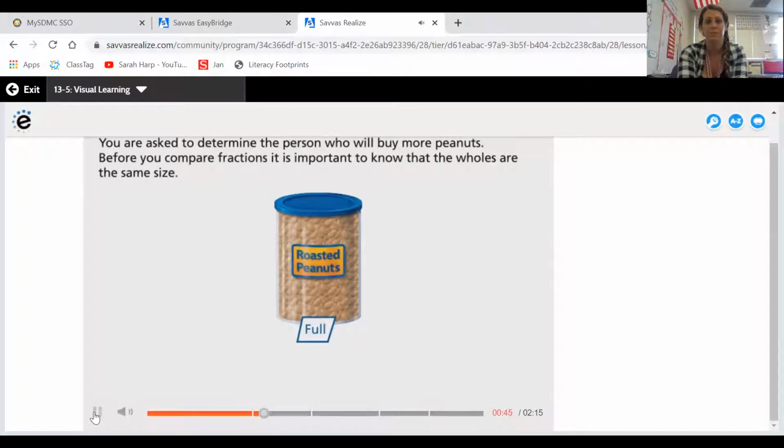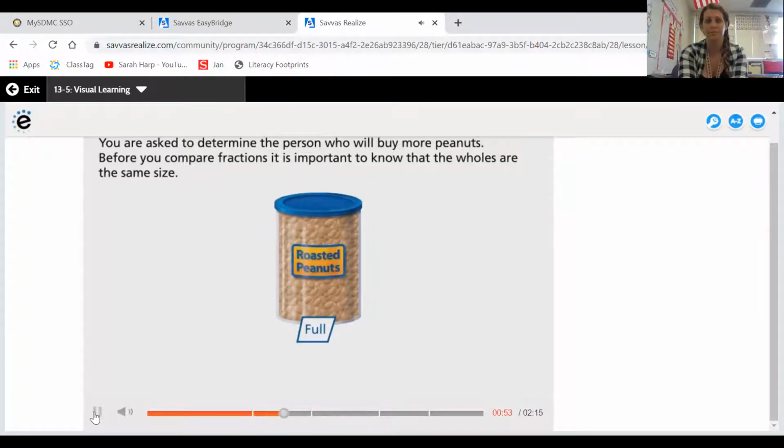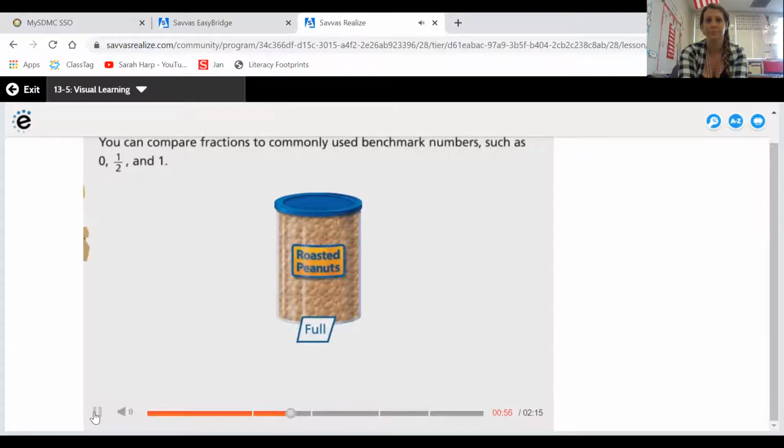You are asked to determine the person who will buy more peanuts. Before you compare fractions, it is important to know that the wholes are the same size. You can compare fractions to commonly used benchmark numbers, such as 0, 1/2, and 1.